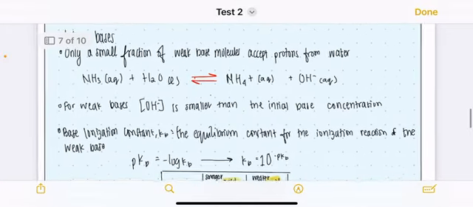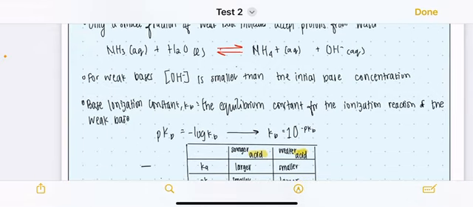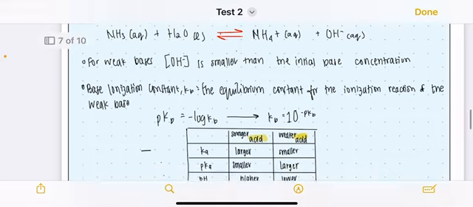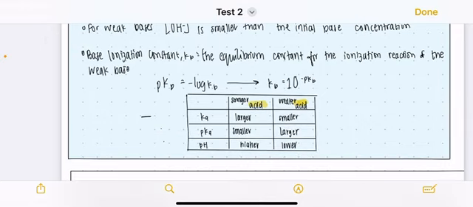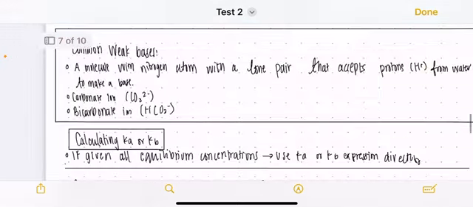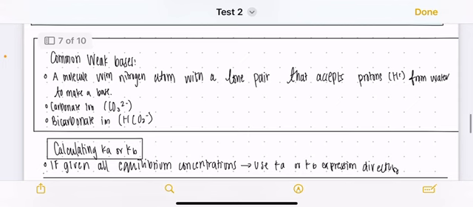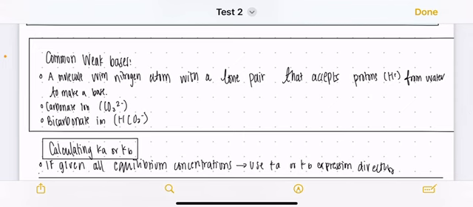For weak bases, only a small fraction of weak bases accept protons from water. So for weak bases, the hydroxide ion concentration is smaller than the initial base concentration. Again, as with acids, the base ionization constant Kb is equal to the equilibrium constant for the ionization reaction of the weak base. And here we can see the same thing. As Kb gets larger, pKb gets smaller and pH gets higher. As Kb gets smaller, pKb gets larger and pH gets lower. Common weak bases are molecules with a nitrogen with a lone pair that accepts protons, H+, from water to make a base. They also include carbonate ions and bicarbonate ions.